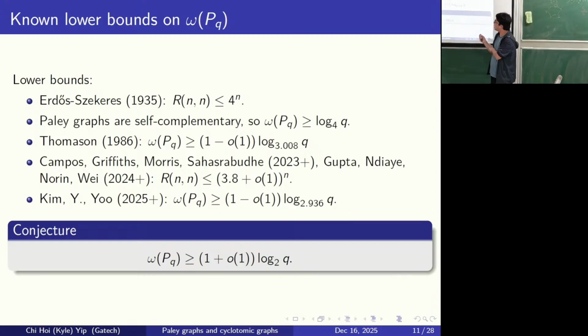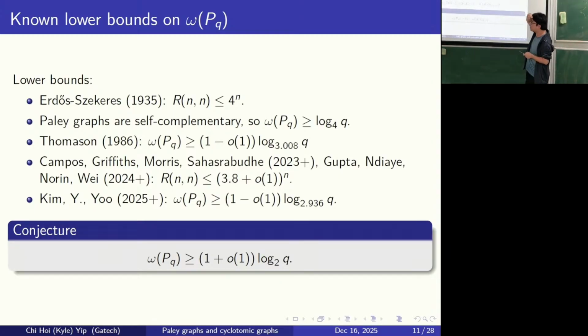We all know that we have the first Ramsey bound by Erdős and Szekeres, which says that R(n,n) is at most 4 to the n. And then we can use this to deduce the lower bound of the clique number of Paley graphs. The reason is that Paley graphs are self-complementary, so cliques and independent sets are essentially symmetric. So we can just apply the bound for the diagonal Ramsey number. So we can get the first non-trivial bound, which is log base 4 of q.